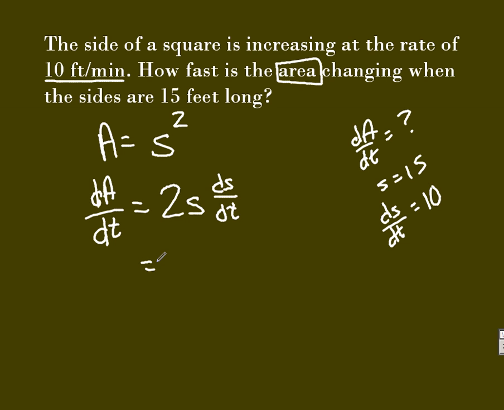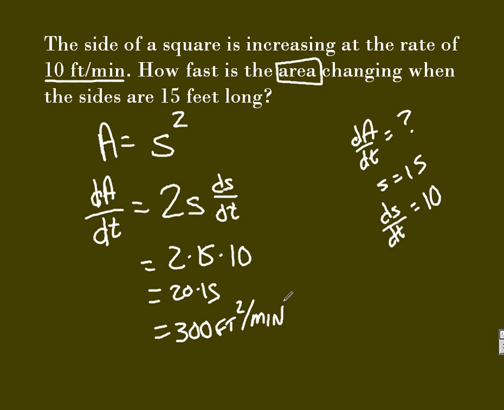We want to leave dA dt, we don't know what it is. 2 times the side length is 15 and ds dt is 10. That means that we have 20 times 15, which is 300. And our units then would be for dA dt. Well, what is area here? If we're talking in feet, we're going to have feet squared per minute as our unit.